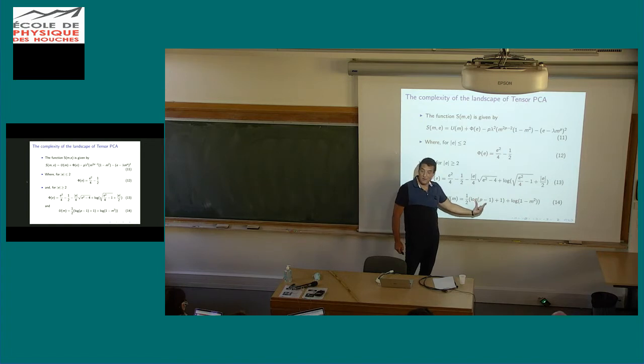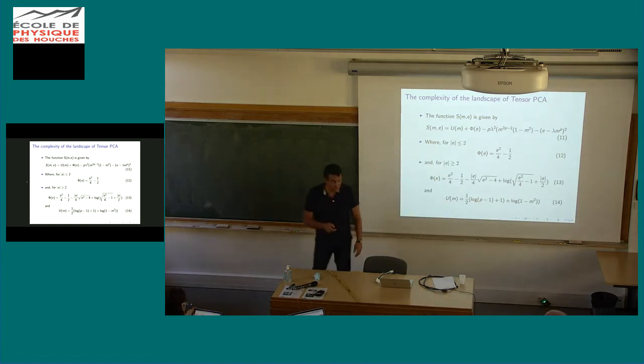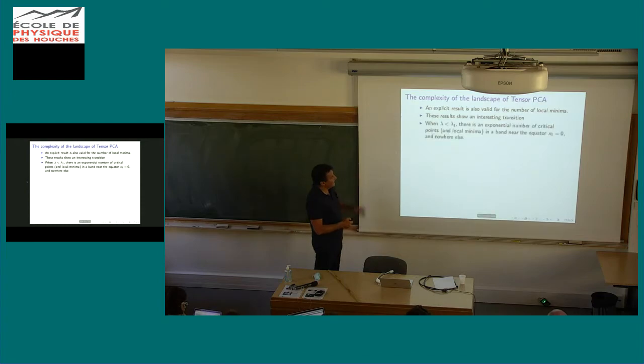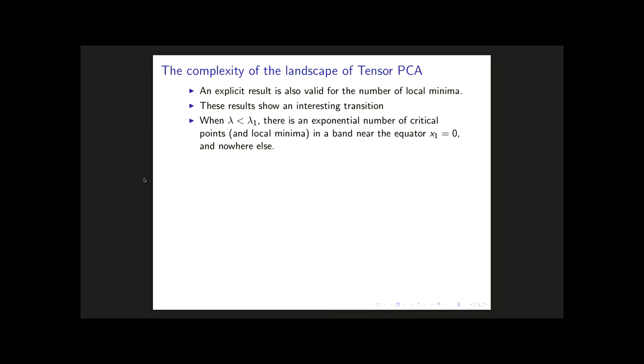1/2 of log of p minus 1. Right? Remember when I told you the complexity was... Okay, so we have something for local minima. That is done, but not for every index. And so this is the interesting transition for local minima. Let me explain that quickly.